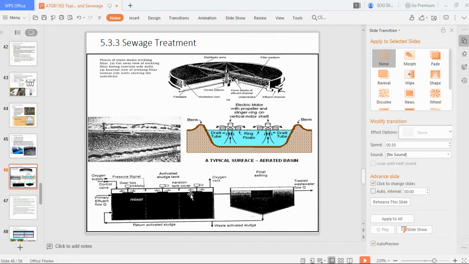So this is a picture to show you this is a clarifier, and then an aeration basin, and then you have a process of how this treatment plant is treating the waste.